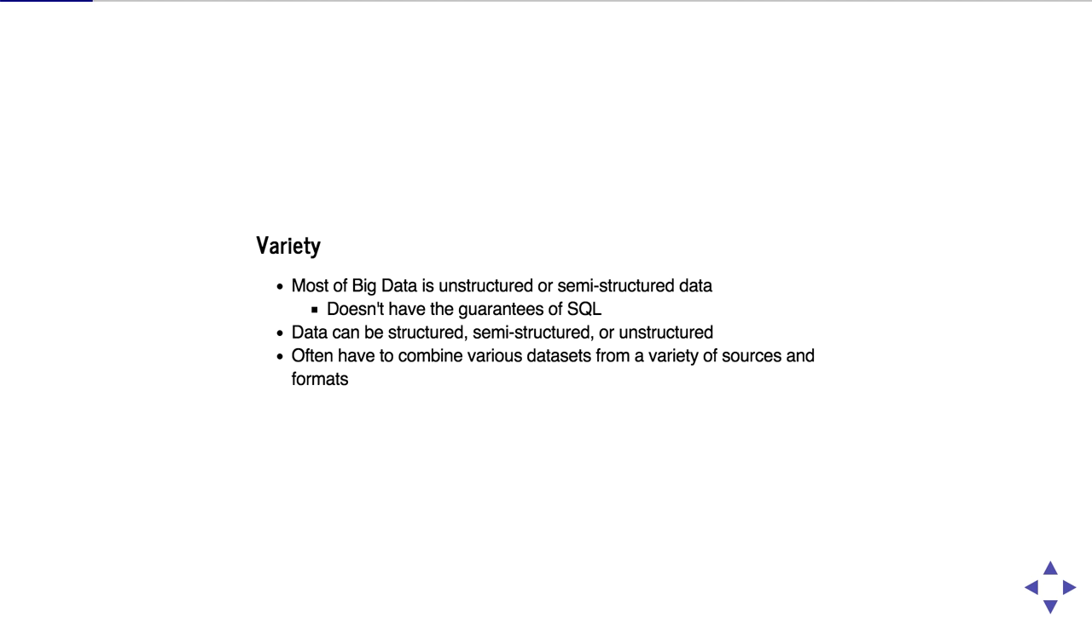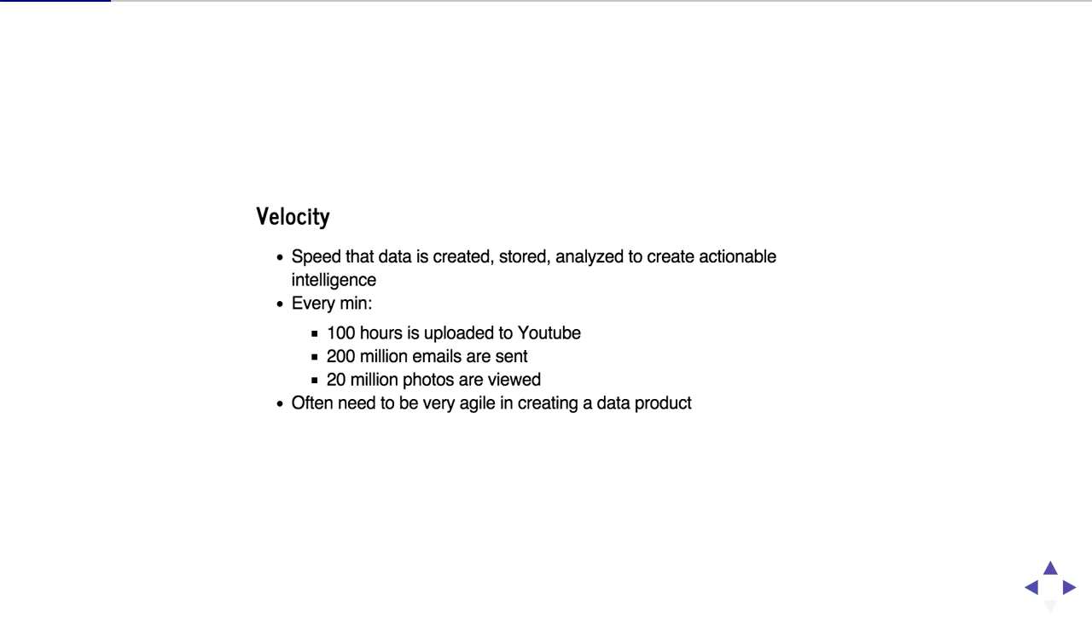And velocity is the speed of the data creation. For instance, Netflix watches videos to figure out where people are pausing. That's a massive amount of data constantly coming in, and you need to do analysis on it. If the speed is too much and you can't do analysis, what's the purpose of collecting that data in the first place? 100 hours of video are uploaded to YouTube every minute, and 200 million emails are sent every minute. So you need to be very agile in creating a data product for any kind of company or solution you're putting out there.